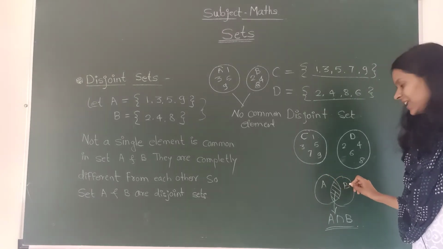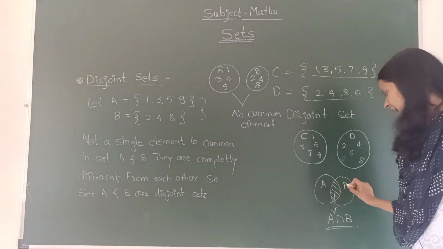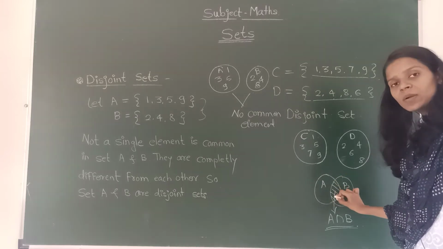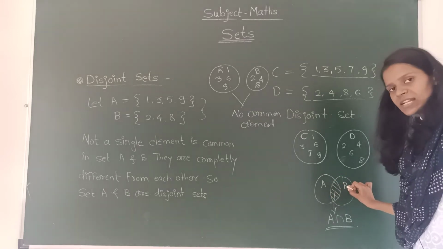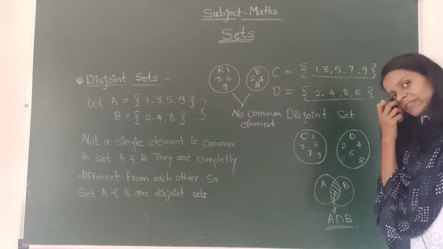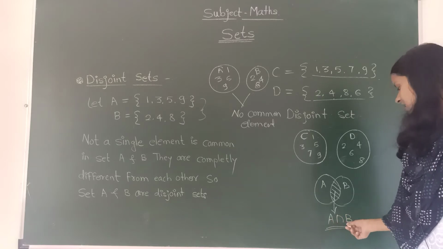We can draw a Venn diagram like this. Suppose sets A and B are there, and this shaded portion is the common portion between these two sets, set A and set B, and we write it as A intersection B.